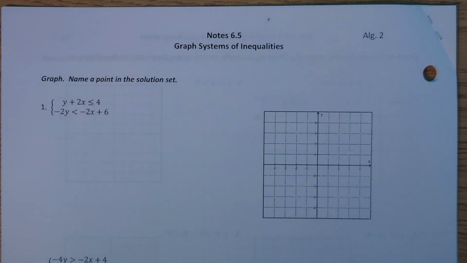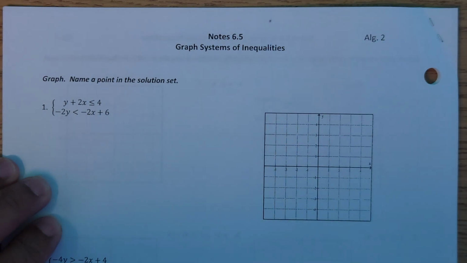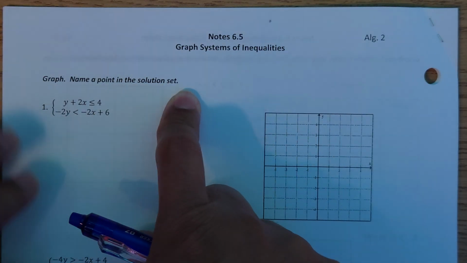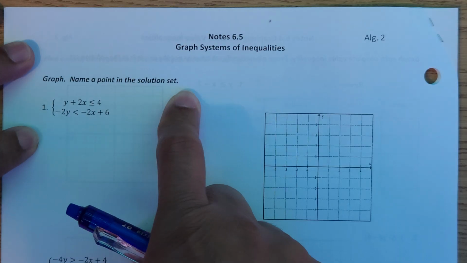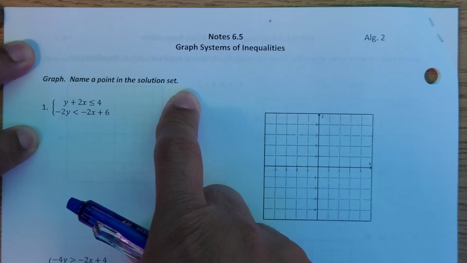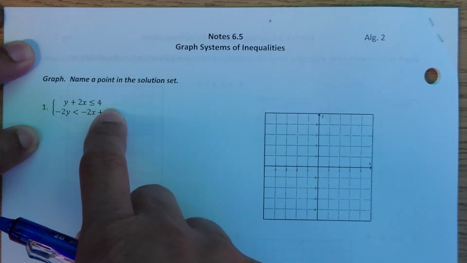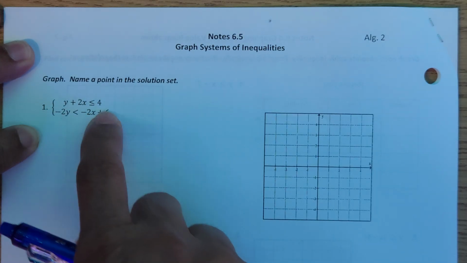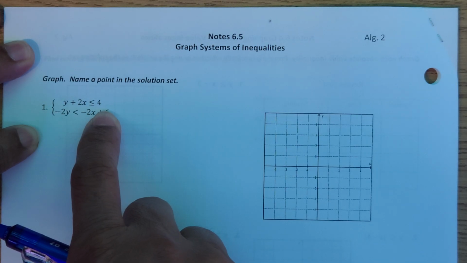Okay, so in this lesson you will learn how to graph systems of inequalities. So graph and then name a point in the solution set. What we need to do again is, if we only have y plus 2x is less than or equal to 4, don't forget that this equation needs to be in slope-intercept form.